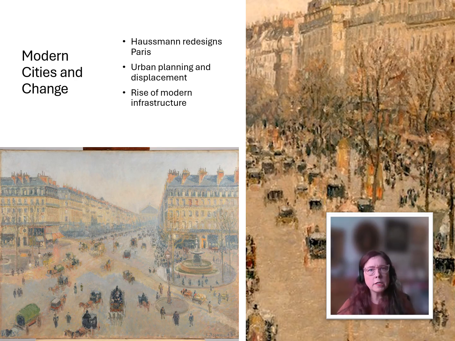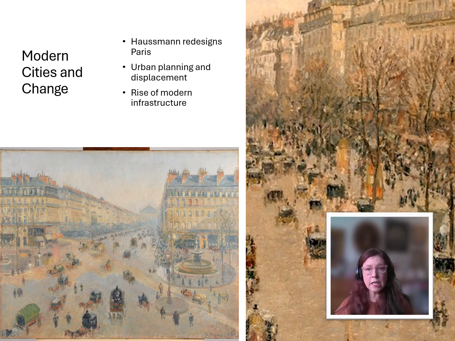So now let's shift slightly, not just to what life looks like inside cities, but to how cities themselves are being transformed. And one of the most important examples of this is Paris. In the mid-19th century, under Napoleon III, the city undergoes a massive redesign led by Georges Eugène Haussmann. And this is not a small update. This is a complete reimagining of what a modern city should look like.